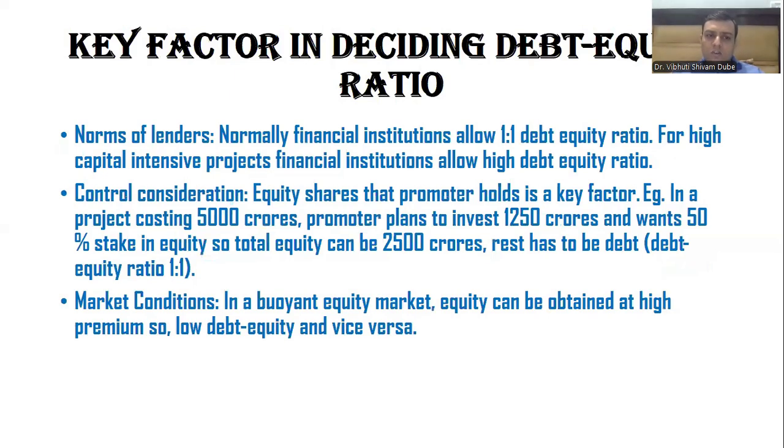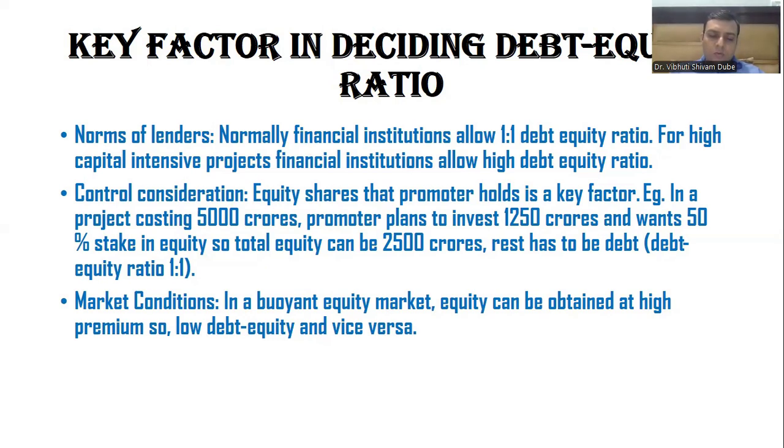The next one is norms of lenders. Normally, financial institutions allow a 1 is to 1 debt equity ratio. For highly capital intensive projects, financial institutions allow a high debt equity ratio. The next one is control consideration. Equity shares that the promoter holds are a key factor. For example, in a project costing 5,000 crores, the promoter plans to invest 1,250 crores and wants a 50% stake in equity. So total equity can be 2,500 crores. The rest has to be debt. Debt equity ratio will be 1 is to 1.